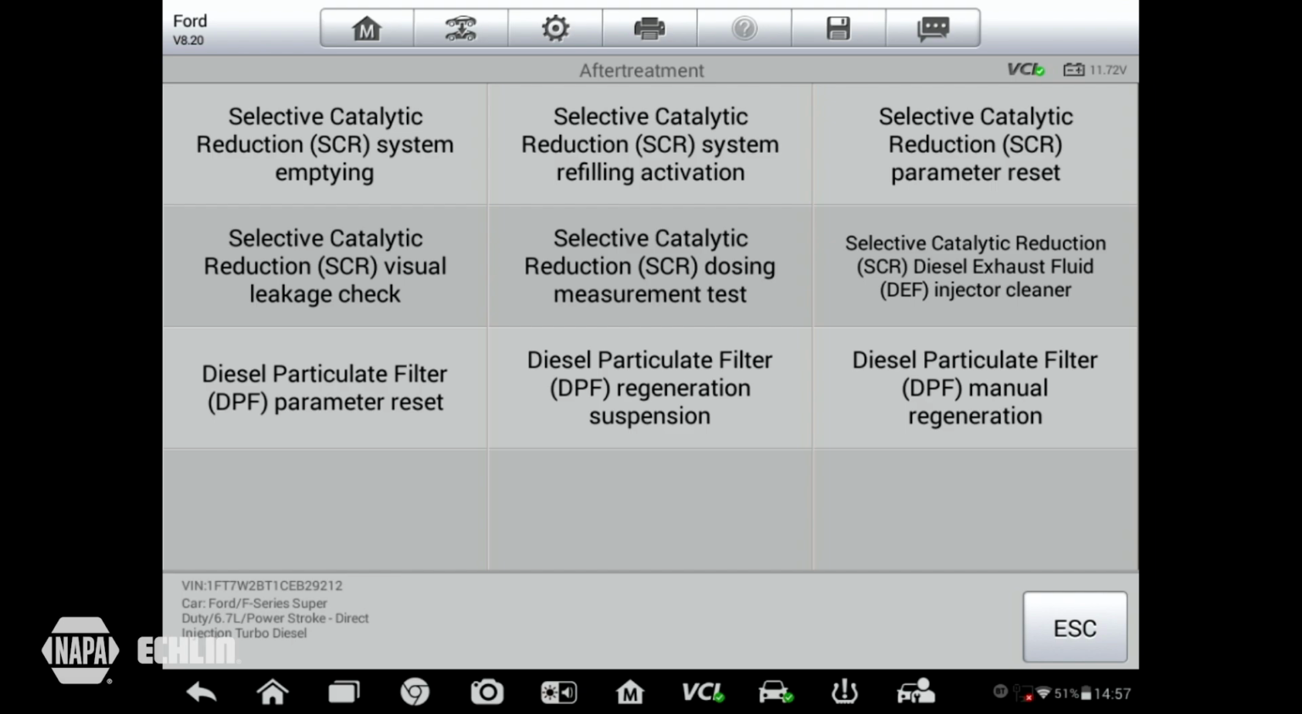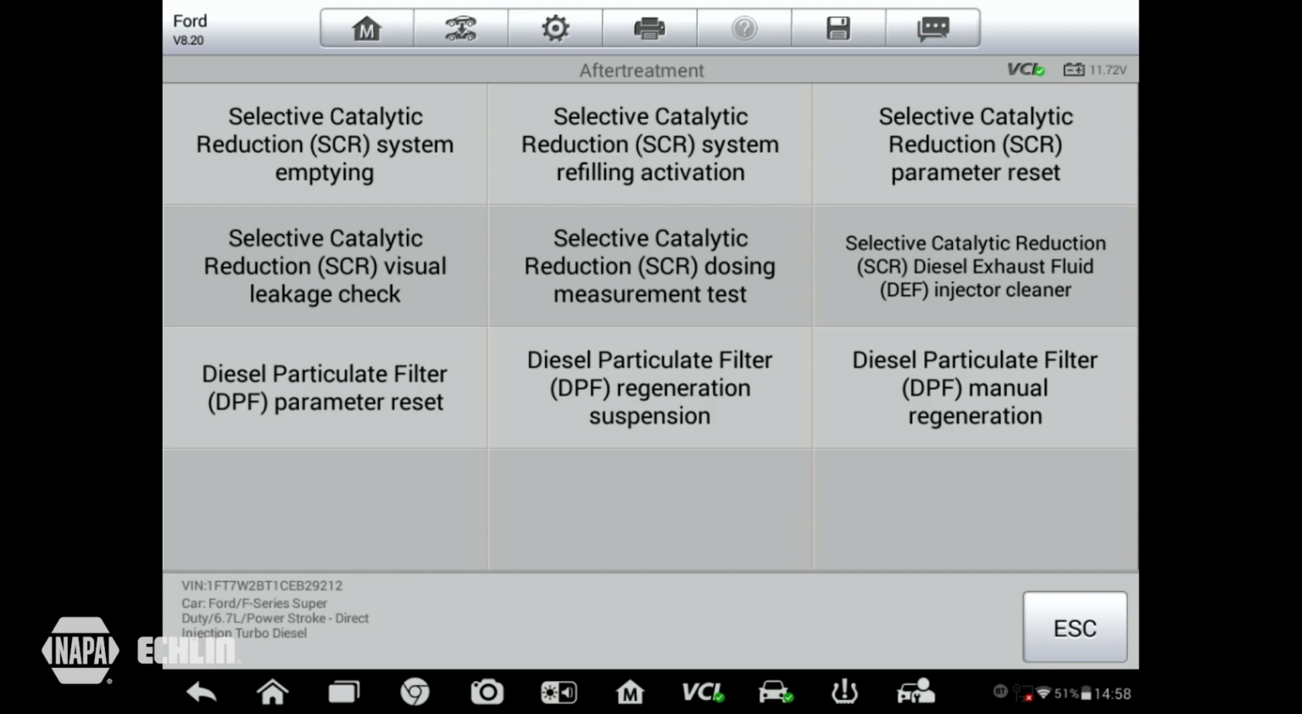We can also do some things with regard to the diesel particulate filter. We can do a parameter reset, and a manual regeneration. But you'll notice that interesting one at the middle bottom: we can do a regeneration suspension. There may be some diagnostic reason why you want to suspend the DPF regeneration, and you can do that with the scan tool. Of course, that suspension would only last during that session. Once the scan tool is disconnected from the vehicle, the DPF system goes back to normal operation.